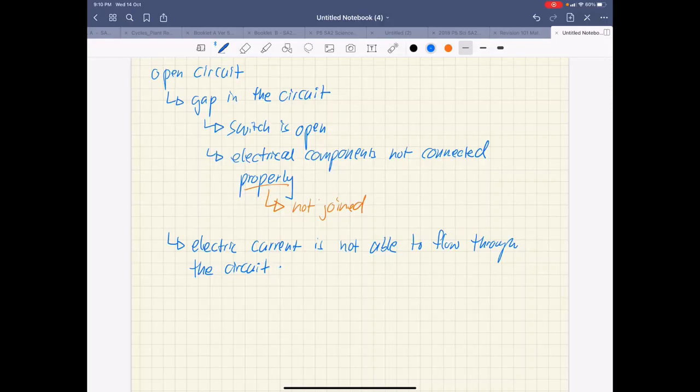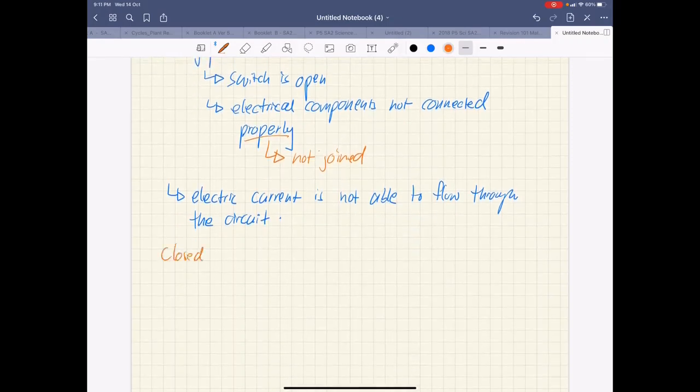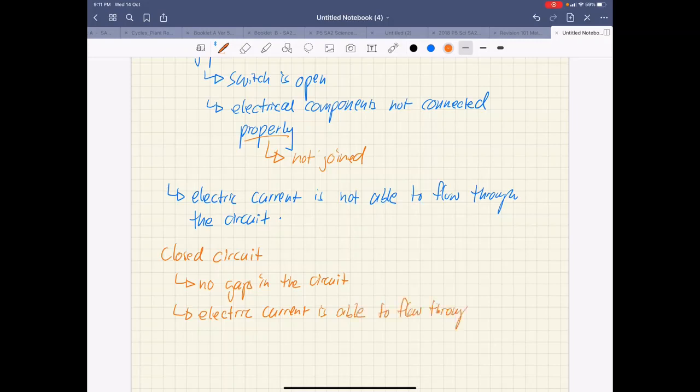Now, I've just talked about the first type of circuit, the open circuit. Obviously, the second one I'm going to talk about is a closed circuit. A closed circuit happens when all the electric components are connected together, no gaps at all, and what happens is that your electric current is able to flow through the circuit.